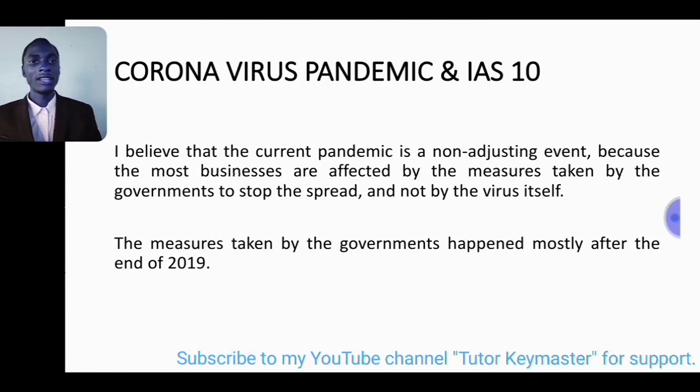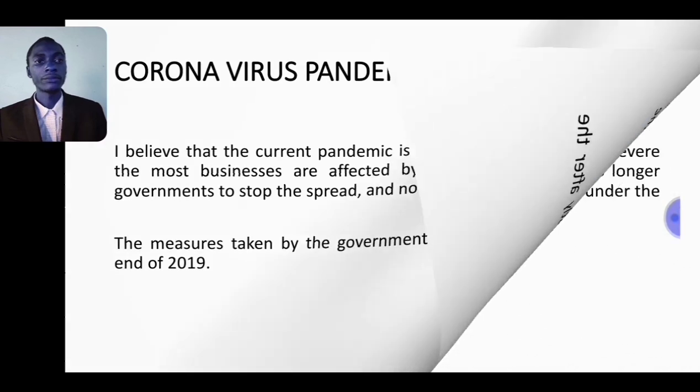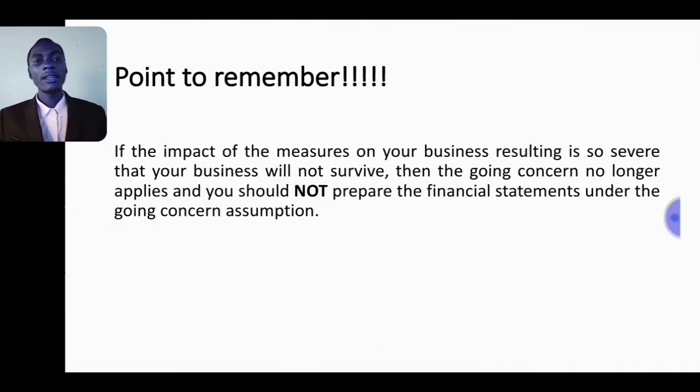Coronavirus pandemic and IAS 10. I believe that the current pandemic is a non-adjusting event because most of the businesses are affected by the measures taken by the government to stop the spread and not by the virus itself. The measures taken by the governments happened mostly after the end of 2019, so they are events after the reporting period. But there is something to remember: if the impact of the measures on your business is so severe that your business will not survive, then the going concern no longer applies, and you should not prepare the financial statements under the going concern assumption. So take note of that.